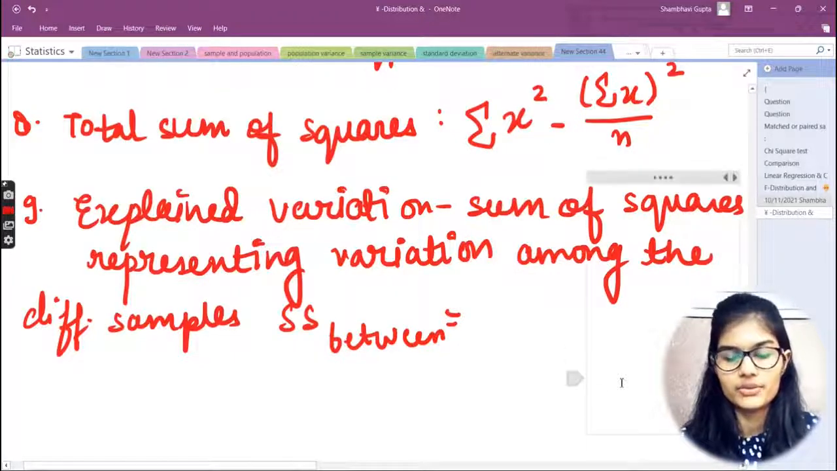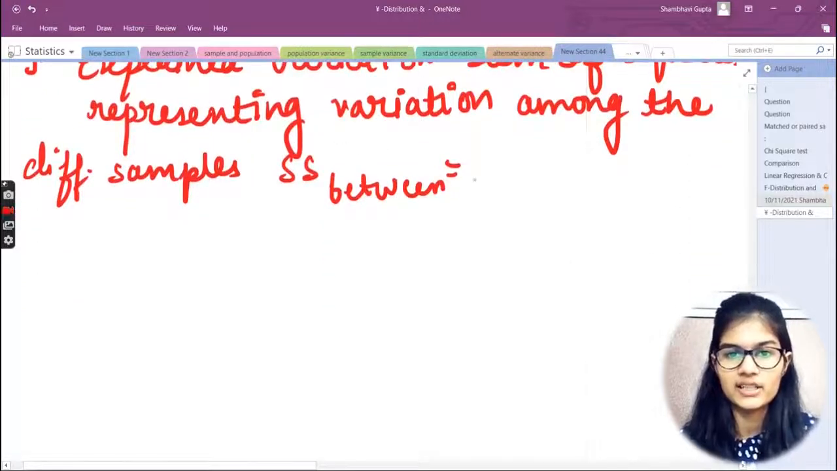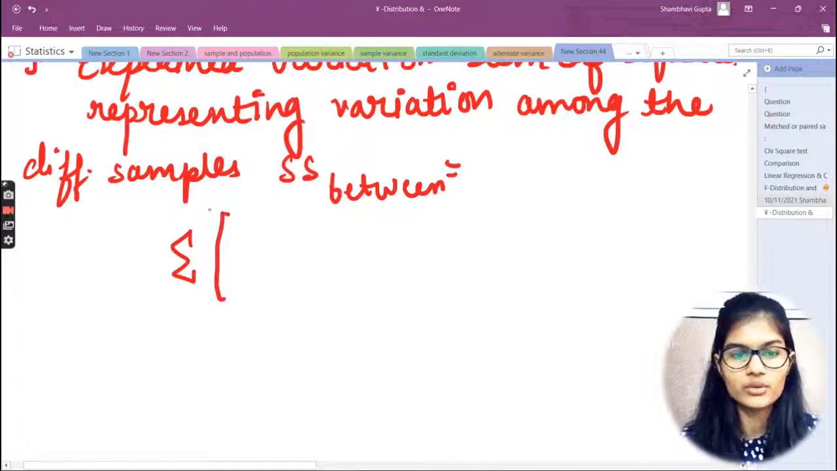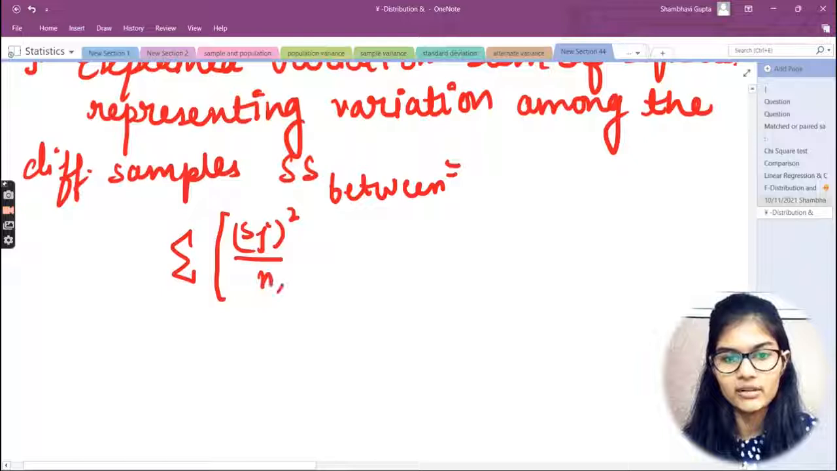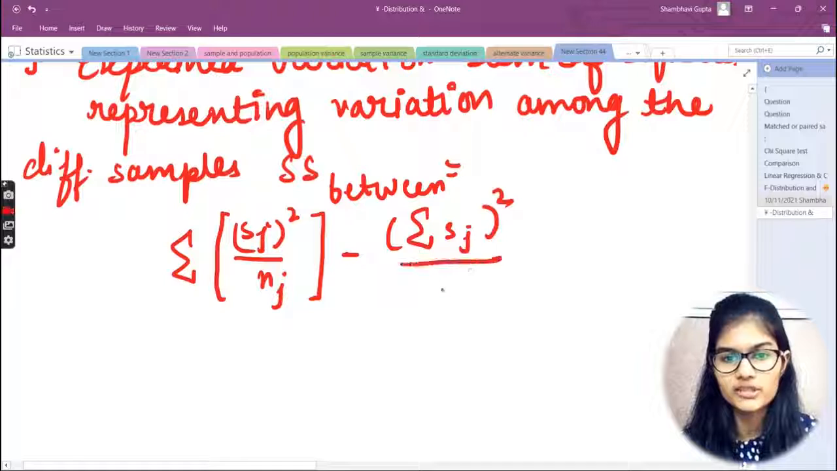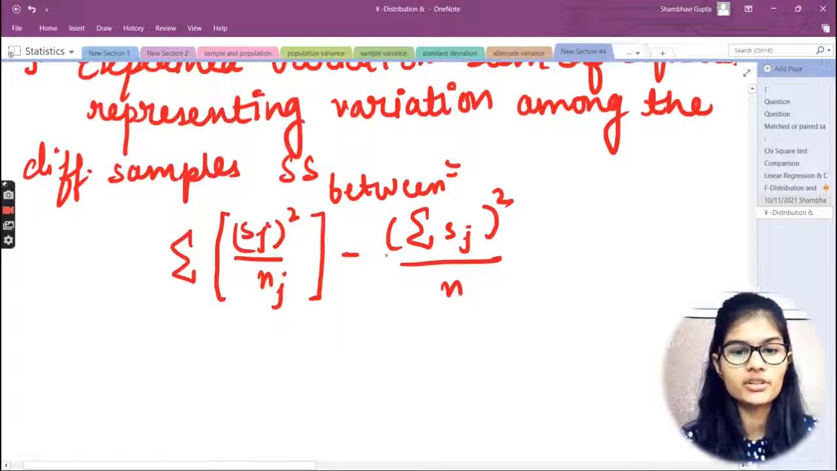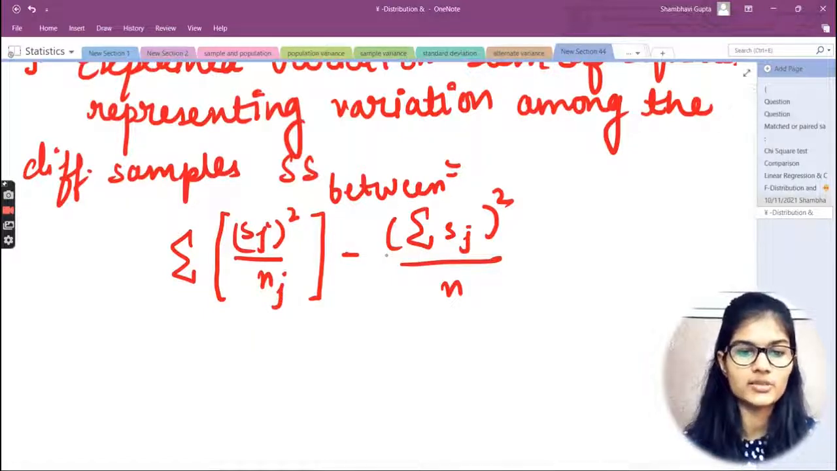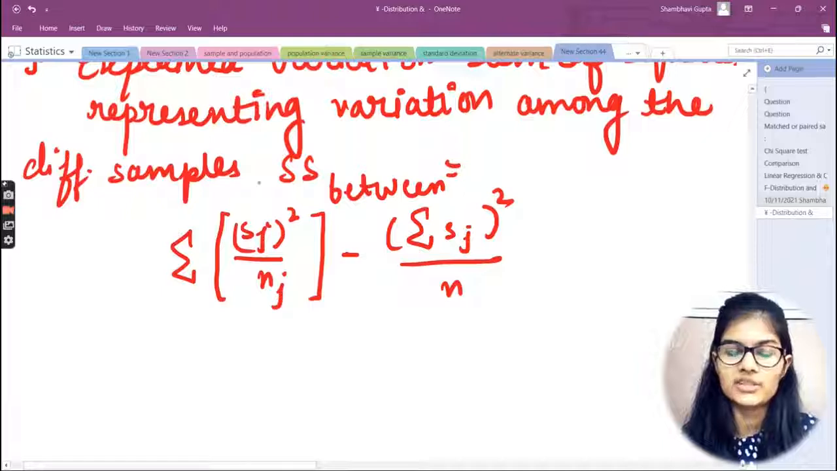Let me get down from here so that I can get some space for writing. SS between is equal to, I will write it out here, sigma, bracket, Sj whole squared divided by n of j, bracket closed, subtracted by sigma Sj, bracket, whole squared divided by n. Okay, so yeah, right. Hope you are very clear with this, whatever I just wrote out at this place. Fine, so explained variation is already done.